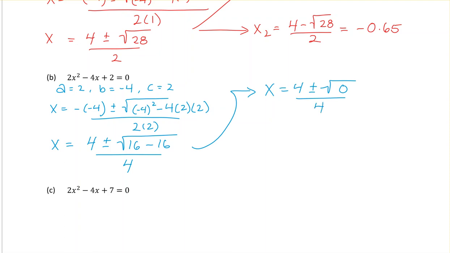Now, if you were to branch off here like we just did in the previous example, you would have 4 plus the square root of 0, 4 subtract the square root of 0, which is the same value. So there's no point in branching off here. All you really have to worry about, because the square root of 0 is itself, is 4 divided by 4, which equals 1. In this case, you only have one solution, okay? And that is x equals 1.